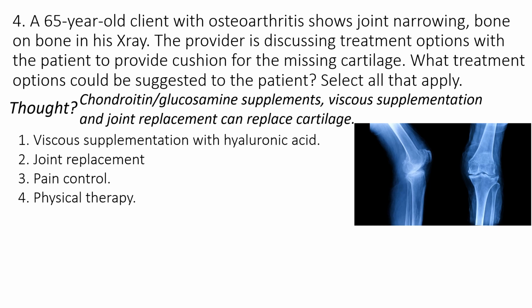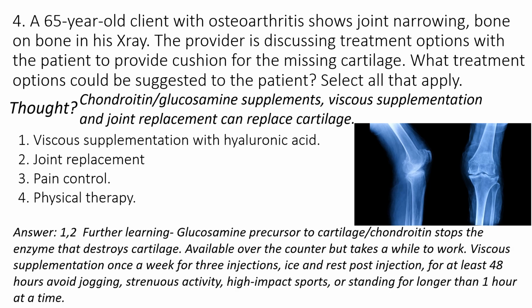So in the further learning, a little bit more about these treatments that attempt to replace the cartilage. Glucosamine, that supplement, glucosamine is a precursor to build cartilage, whereas the chondroitin part of that supplement stops this enzyme that destroys cartilage. So that's why it's a perfect supplement. It is available over the counter, but it takes a while to work, and the pills are pretty big. They're like horse pills, so you usually don't see very good compliance with that.